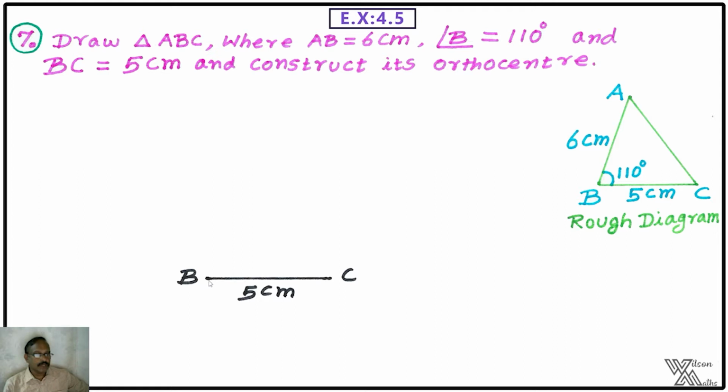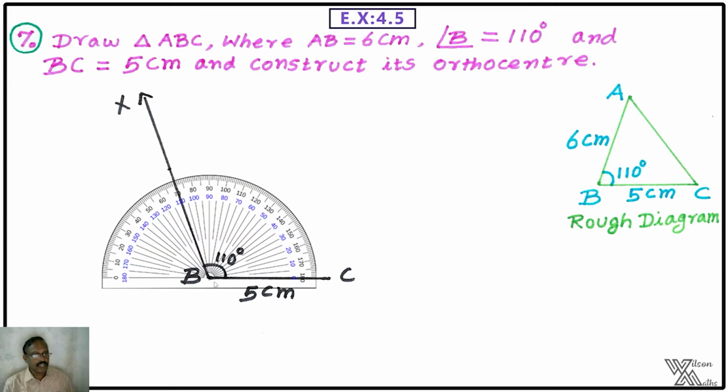For the real picture, real diagram, BC equal to 5 cm. First you make it. Then fix the protractor, base and BC line, both have to coincide. Then angle CBX equal to 110 degrees.